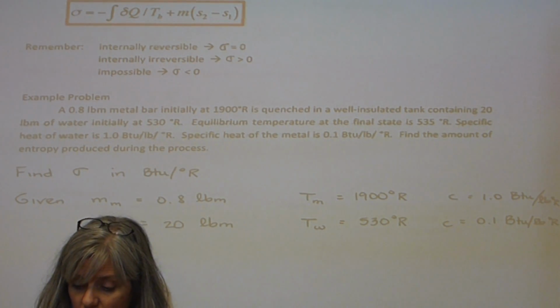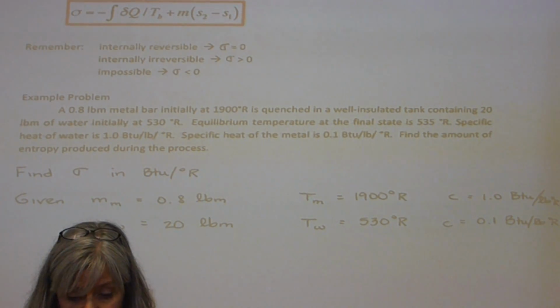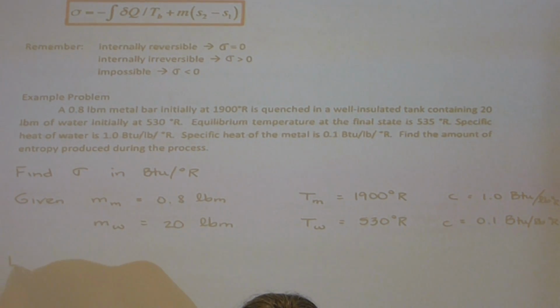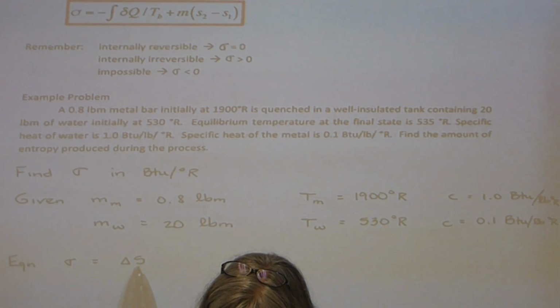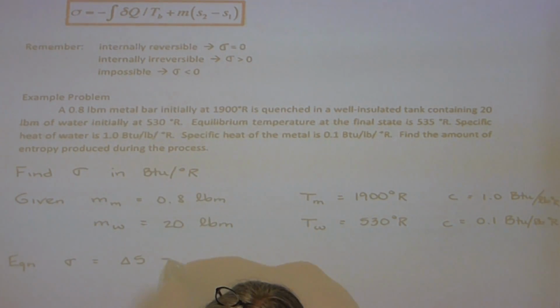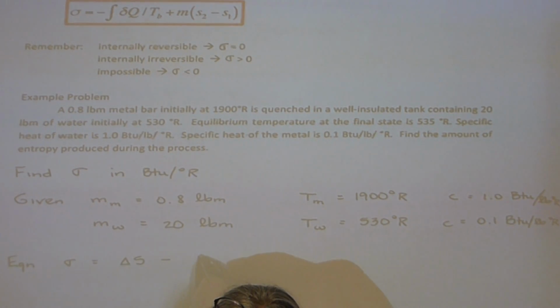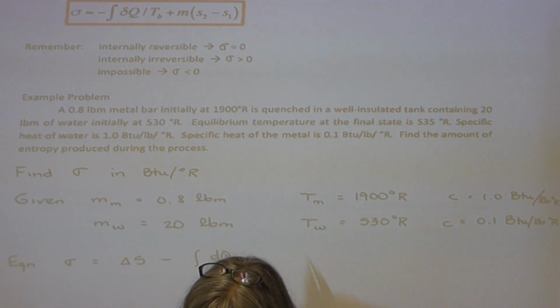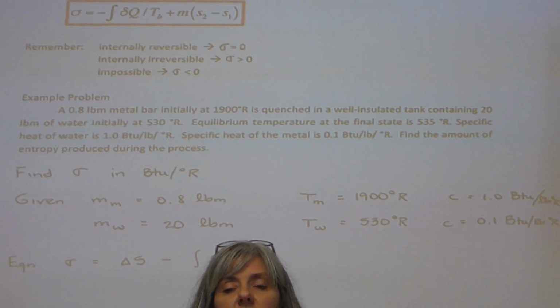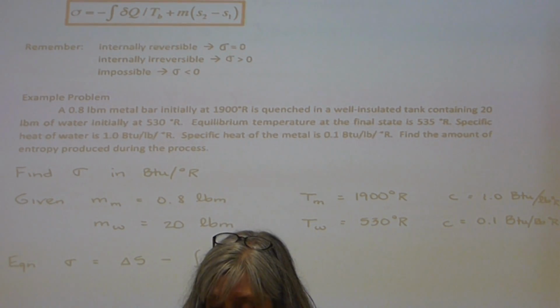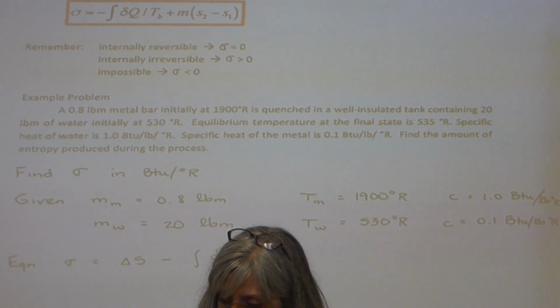Okay. All right. So what do we know? Let's go ahead and start with an equation. We're trying to find entropy production, so we'll start with that. I'm going to write delta S, S2 minus S1, not specific. I've taken out the mass, and then minus the change in the heat transfer divided by the temperature of the boundary.